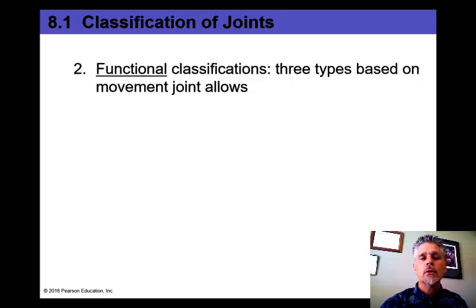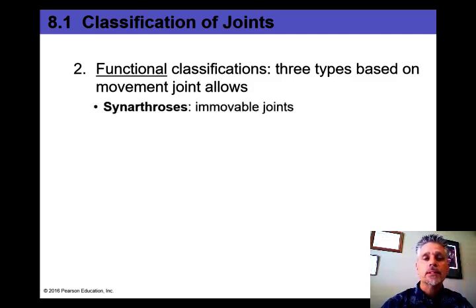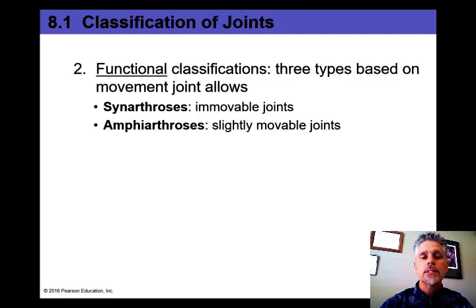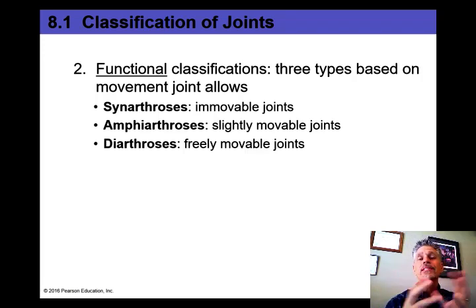Okay, so those are structural, based on what makes up the joint. Then there's also functional, based on how the joint moves. So three different categories there, basically. We have synarthroses, which are immovable, amphiarthroses, which are slightly movable, and then diarthroses, which are freely movable, at least within the realm of the bones and their shape, which will allow it. So we have two different ways of categorizing, based on structure or based on function.